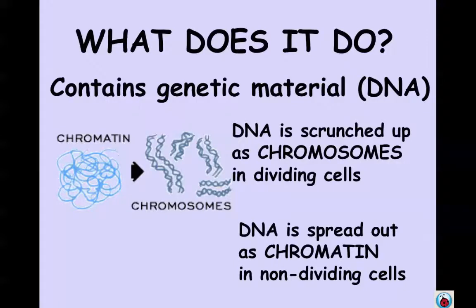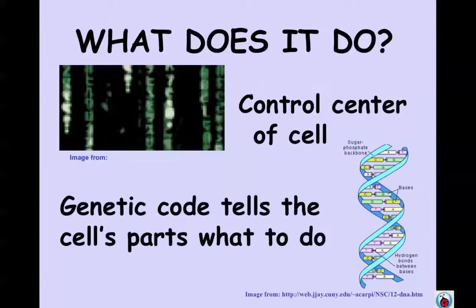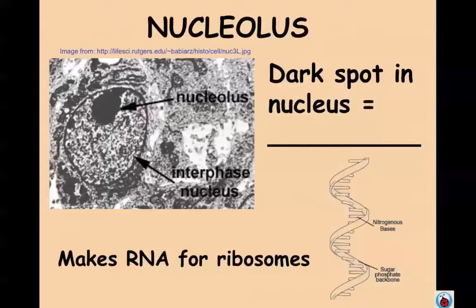It keeps it safe. If you damage the original set of DNA, then you pretty much damage that cell, and it can't be repaired. So it's going to keep basically our DNA safe. So it's the control center of the cell. Like I said before, it's the brain of the cell. So it has all the genetic code, and the genetic code tells the cell's parts what to do. So it's like the dictator of the cell.